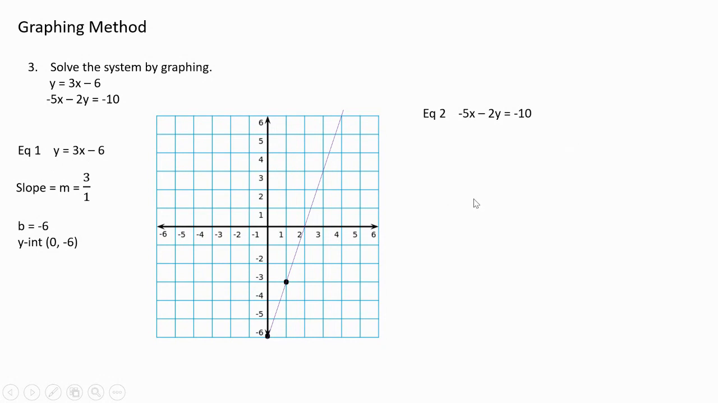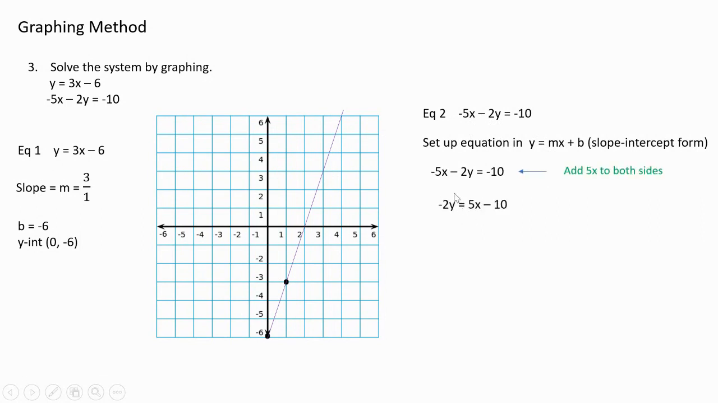Now, equation 2 is not in the form of y equals mx plus b. So I have to solve for y and put it in slope-intercept form. Okay, so I'm going to add 5x to both sides. So we get -2y equals 5x minus 10. Now I divide every term by -2. So here we got 5 divided by -2 and -10 divided by -2 gives us 5. So now here, guys, my slope is -5 over 2. And my b is 5, which is the y-intercept, 0, 5.